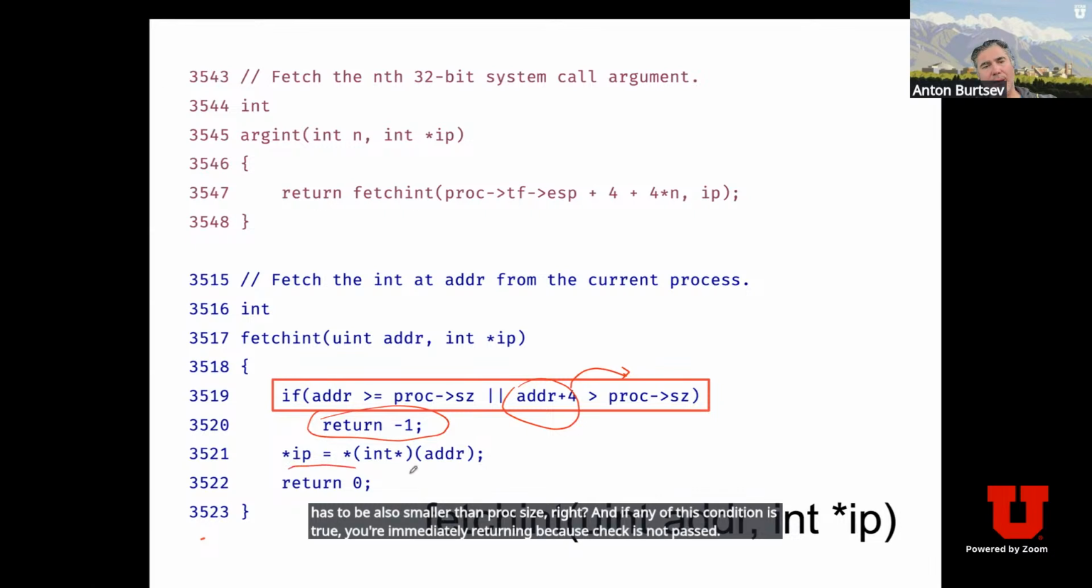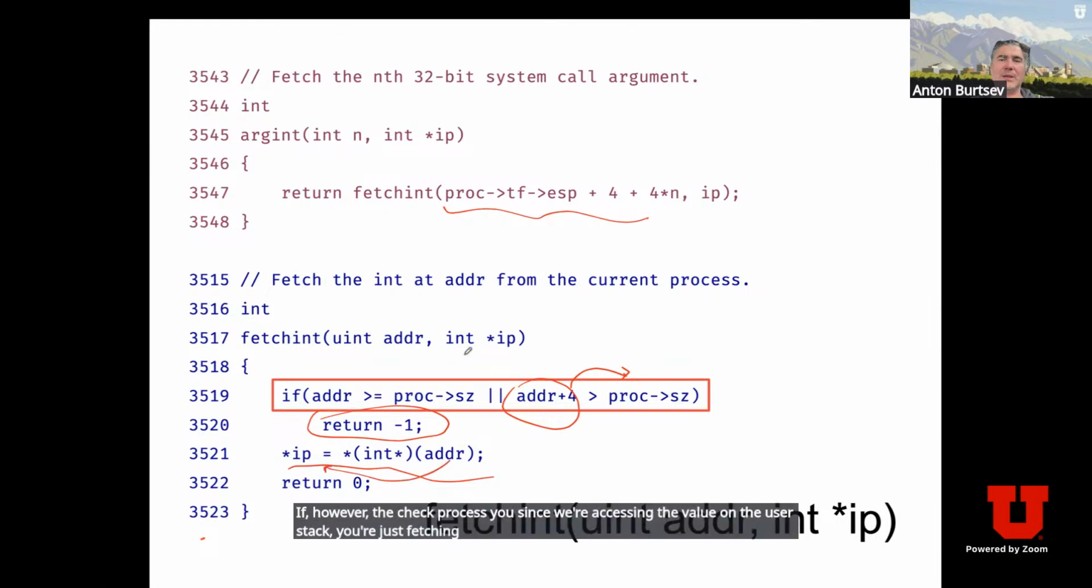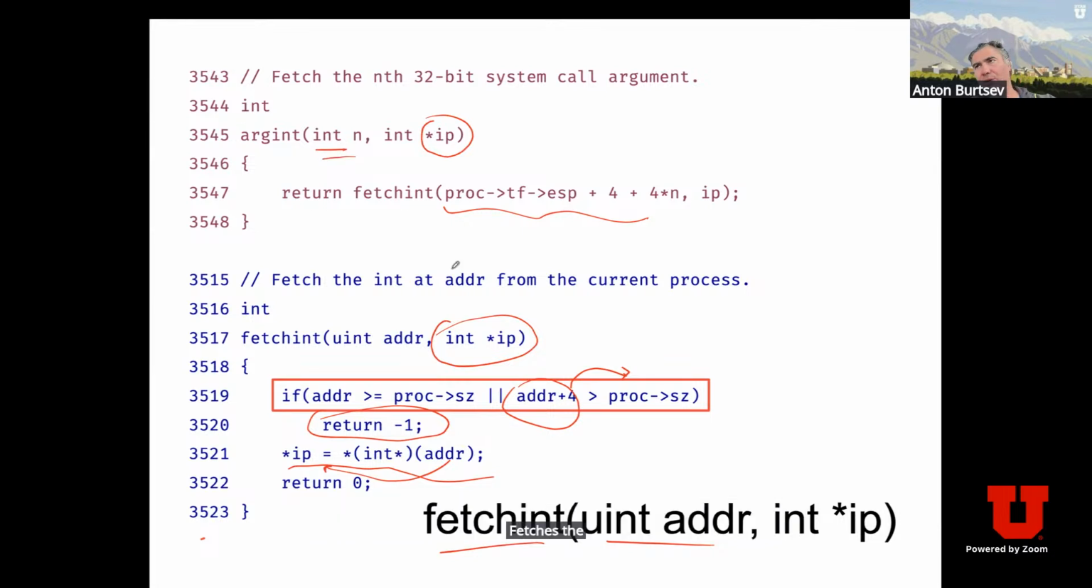If, however, the check passes, since we're accessing the value on the user stack, you're just fetching this value into this provided argument, and you're saying, okay, we fetch the integer, so ip stands for the integer pointer, and that's how the function which fetches the nth argument as an integer pointer works. Does this make sense?